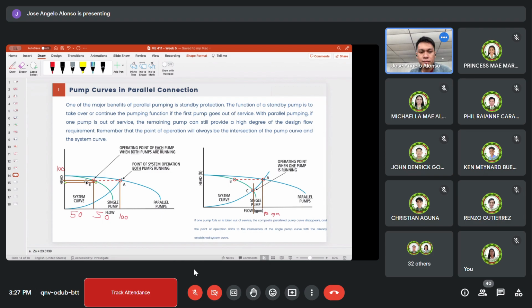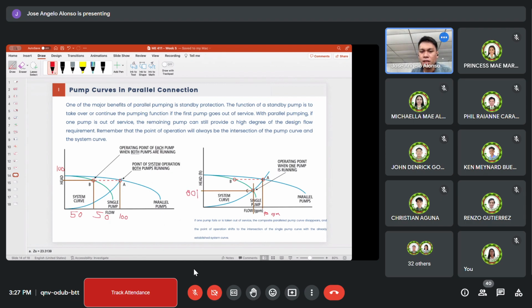While the total head, kung saan siya nag-intersect ulit, hindi siya magpo-produce ng 100 feet, even though pag sinabi natin na volume flow rate, yung total head niya is remain constant lang. Kapag nag-fail yung isang pump, actually mas mababa yung magiging volume flow rate, magiging total head na mapuproduce ng ating pump. So, given dito, assume natin na nasa 80 feet lang siya.